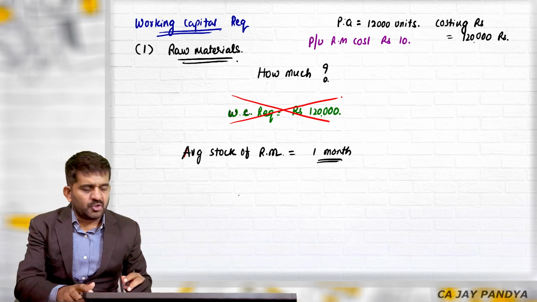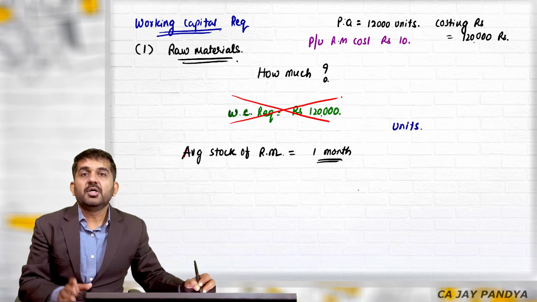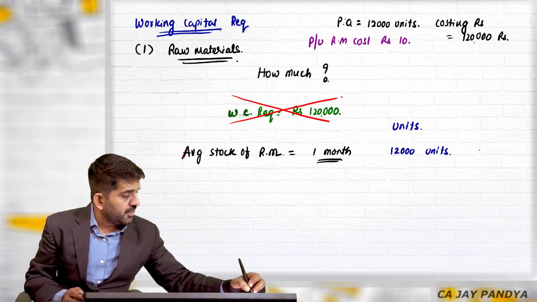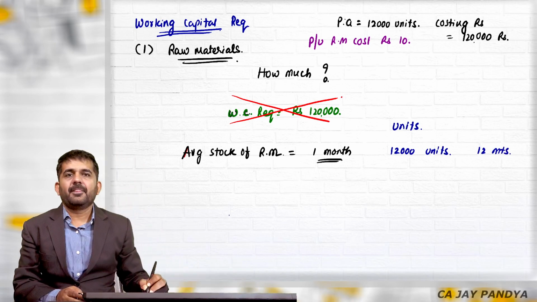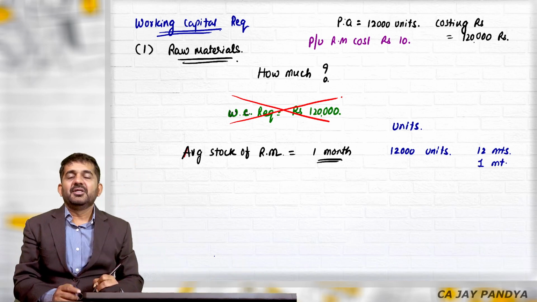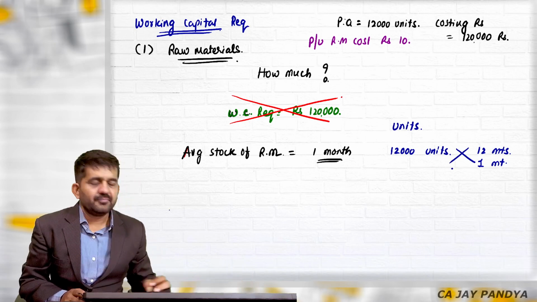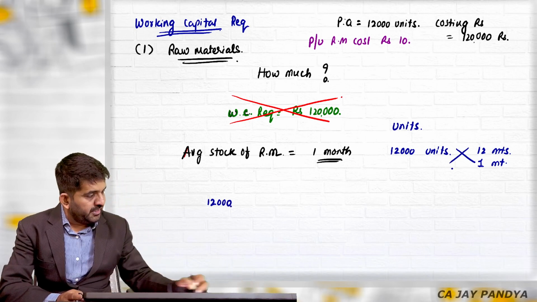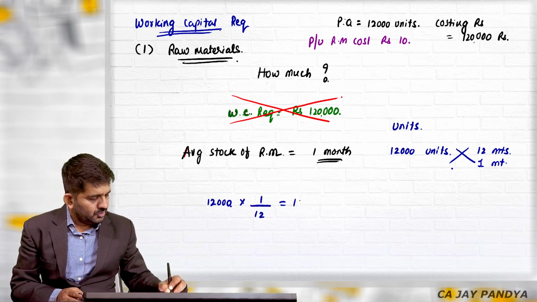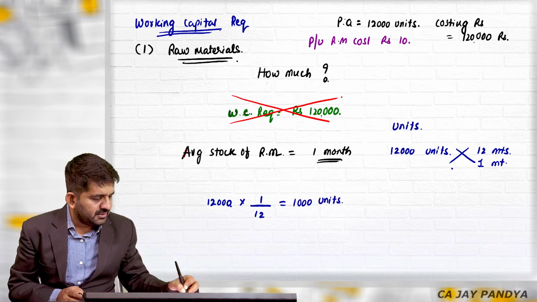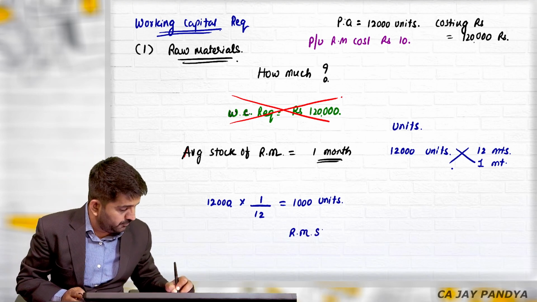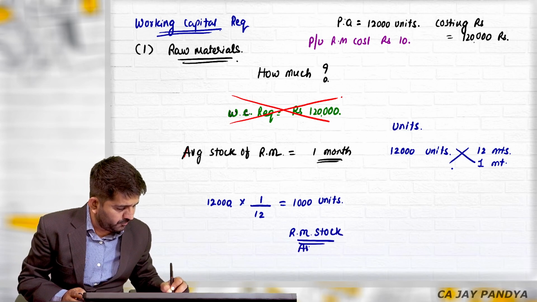How much in terms of units? Try to understand. If 12,000 units is a requirement for 12 months, how many units will be the requirement for 1 month? This is how we find out. So 12,000 units multiplied by 1 divided by 12. So 1,000 units will be my raw material stock, which is an average stock.